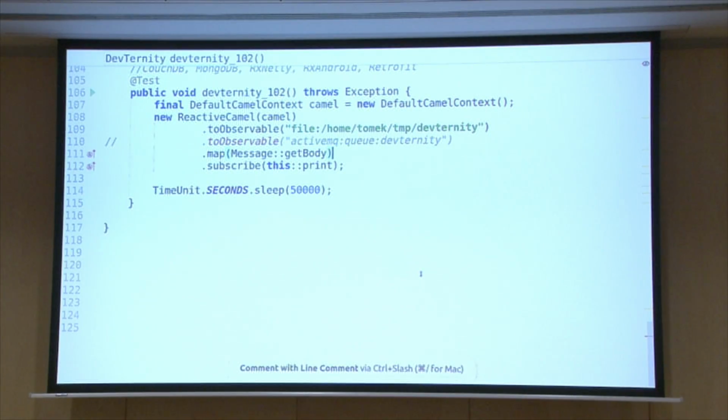Devternity, great. So rather than using the ActiveMQ scheme, I'm going to use a file scheme. And the rest of the code is exactly the same. I'm just going to remove message get body. I don't think you see anything.